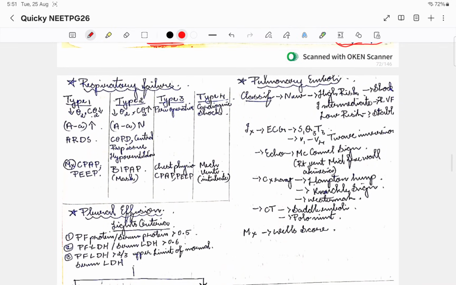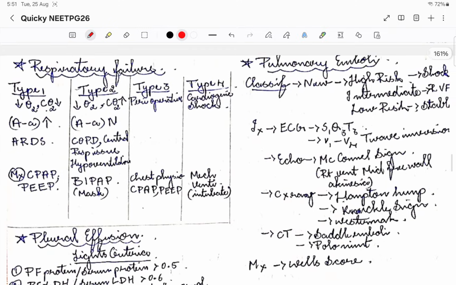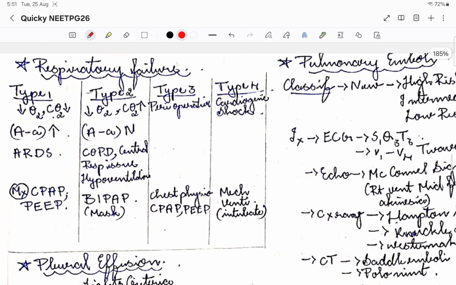Okay, now the main thing I wanted to tell you was about respiratory failure. Respiratory failure is of 4 types: type 1, type 2, type 3 and type 4. Here type 1 is because of ARDS. We discussed, right? ARDS will lead to respiratory failure, whereas type 2 is because of COPD or central respiratory issue, or because of hypoventilation. If the lungs have failed, this is type 2.